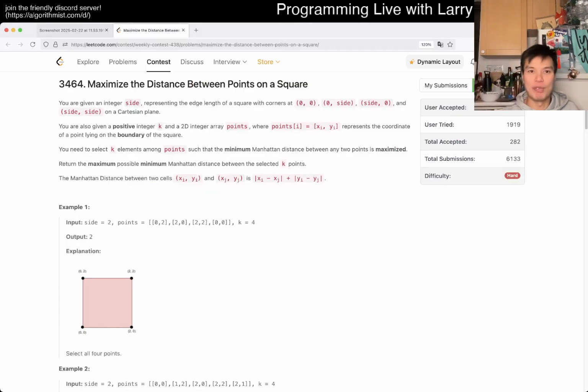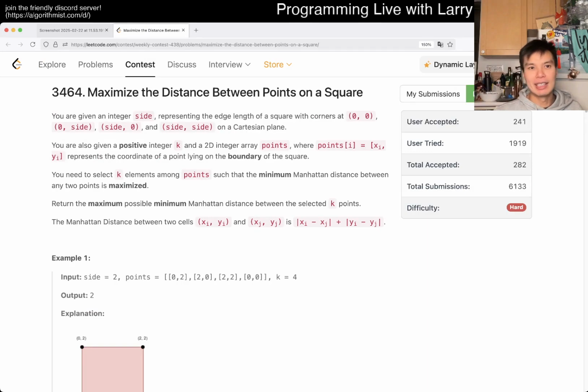This is me going over Q4 of the weekly contest 438. Maximize the distance between points on a square.